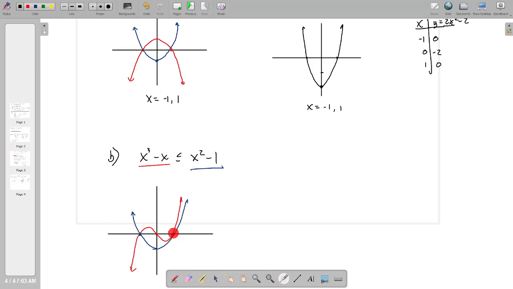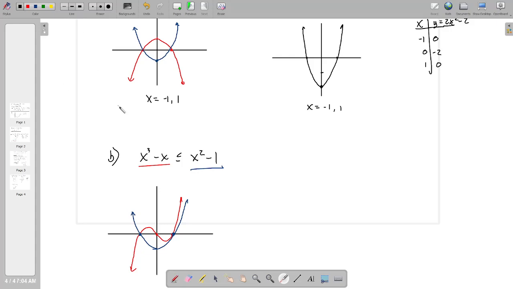And we can see here that the red function touches the blue function, but it's actually greater than on both sides of where it touches. So at x equals 1, it touches, so we have equality, so we need to include that in our solution set because we have less than or equal to. So over here you can see that the blue curve, the y values of the blue curve, are higher than the y values of the red curve.